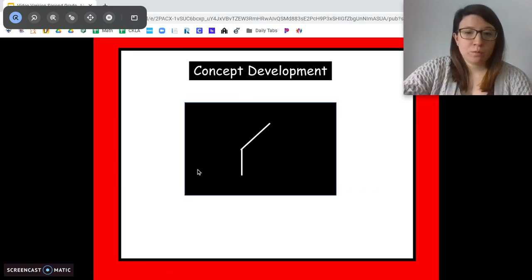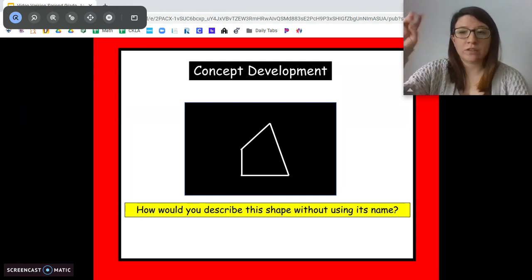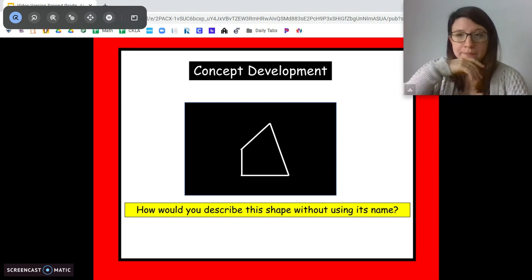All right. Let's check out this shape. How would you describe this shape without using its name? Go ahead and talk to me or talk to someone at home. Think about sides, angles, whether it's a closed shape, things like that.